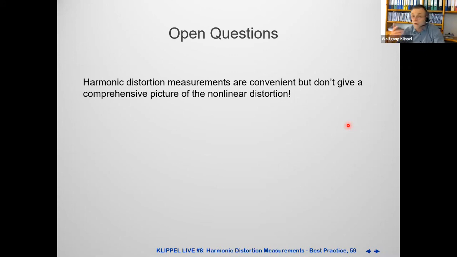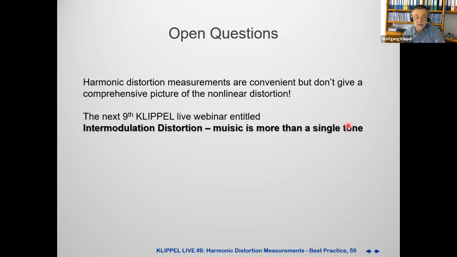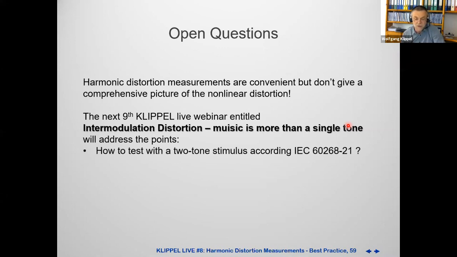Harmonic distortion is only one symptom. It's easy to measure. It's very convenient. It is useful, but it's not everything. Next time we are speaking about the intermodulation distortion. I will tell you what the 291 is providing for that, and such questions.